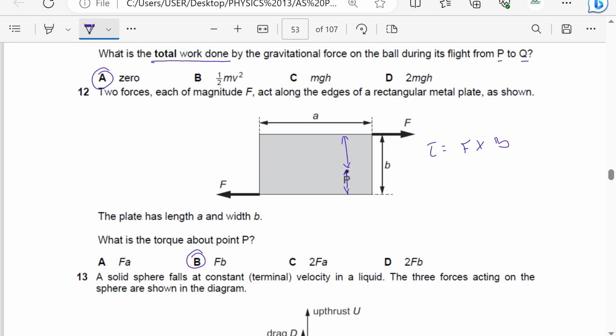These are constituting a couple because first of all they are equal in magnitude, they are parallel to each other, their lines of action never meet, and they point in opposite directions. So they constitute a couple, which is a product of one of the forces and the perpendicular distance between the two forces, so the answer is going to be B.